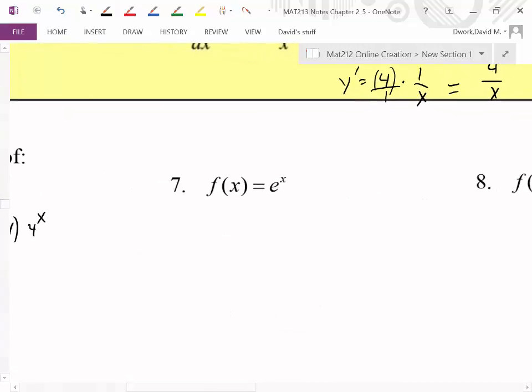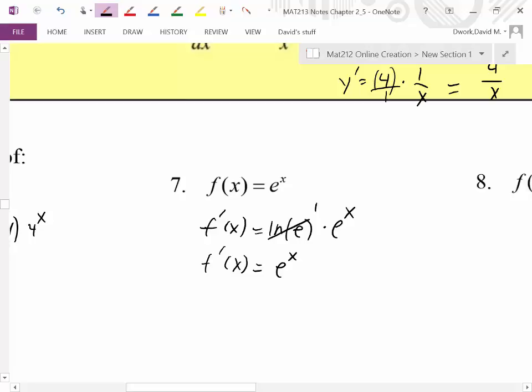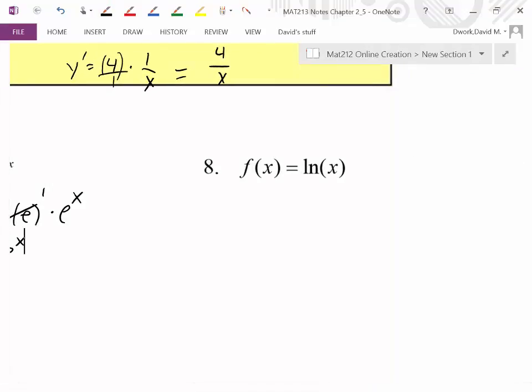Okay, the next one, an exponential function with base e. Well, that's actually not too bad, right? Because it's the natural log of the base times the original function you started with. But natural log of e is 1, so therefore we just end up with e to the x. And last but not least here, the derivative of natural log of x. Yep, you got it. That's 1 over x. Fantastic. Okay, and again, those will get harder. We just can't get harder until we learn some of the other rules.